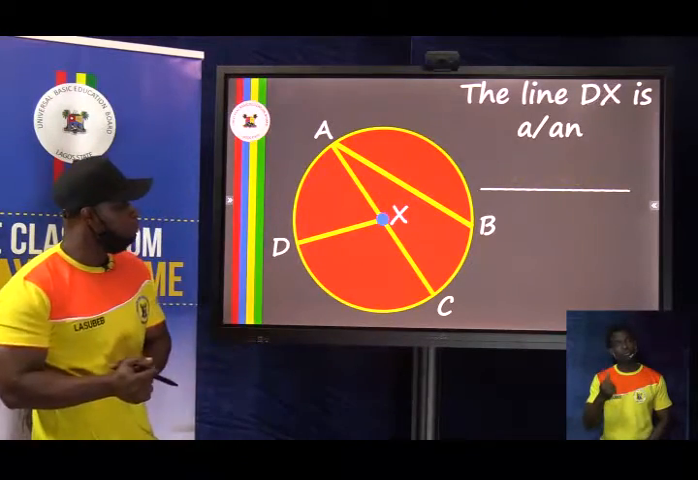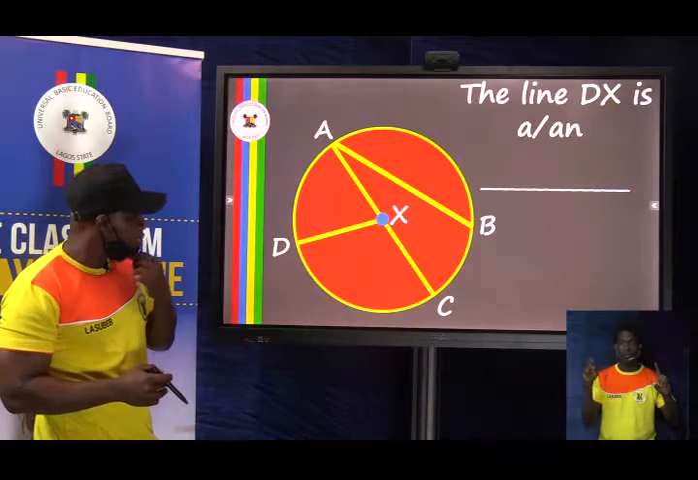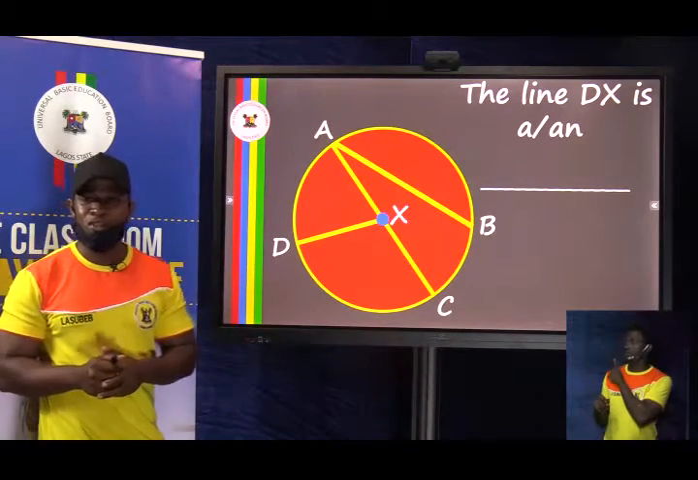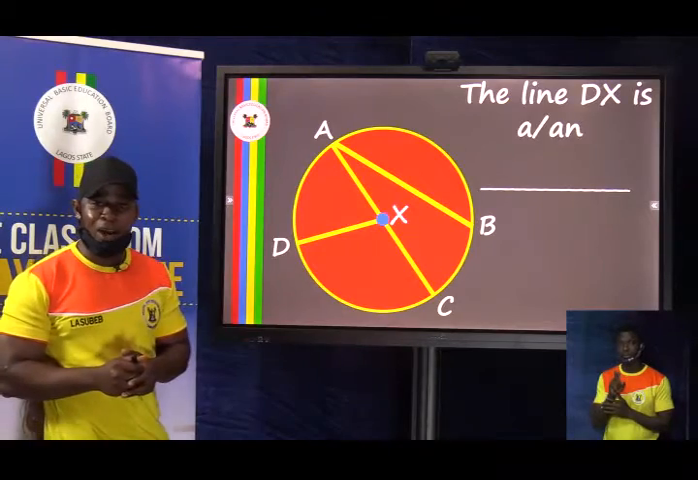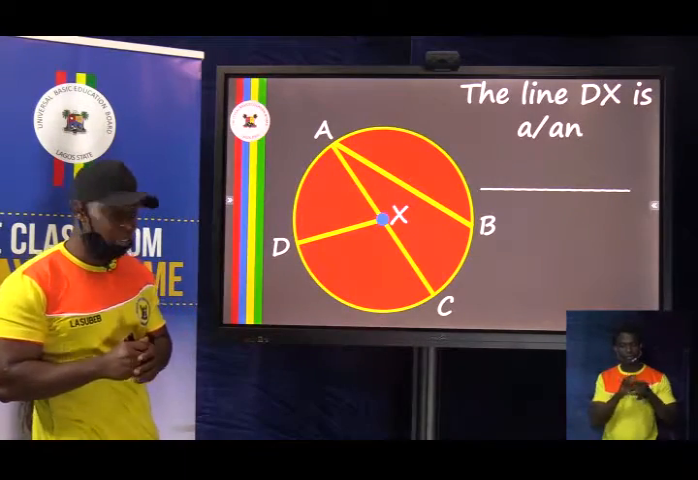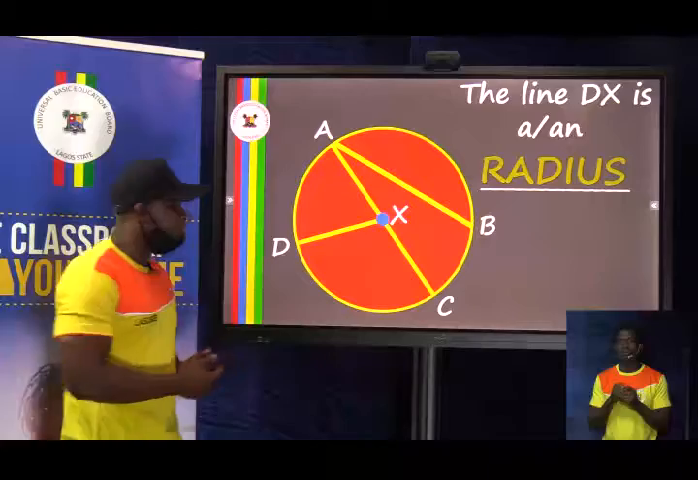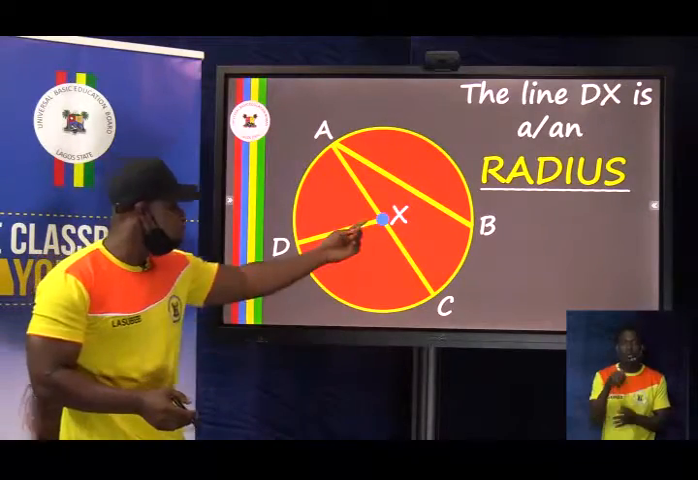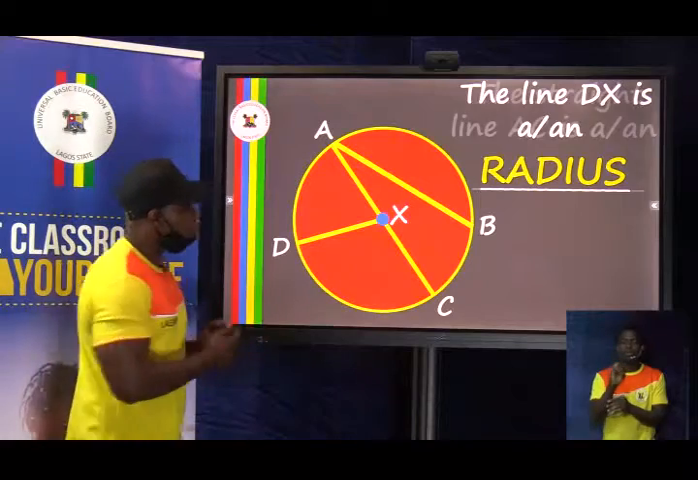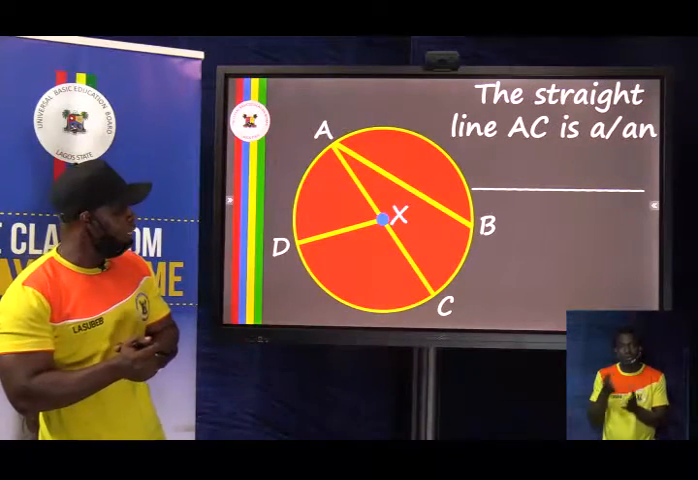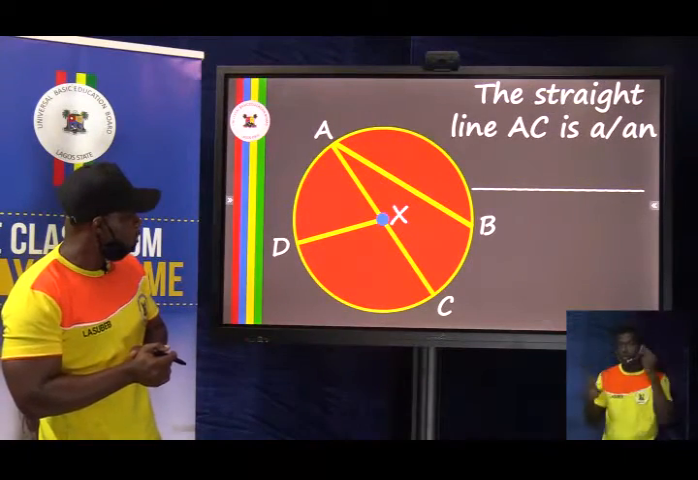Let's see another one. The line DX. The line DX is what? Look for the line that connects D and X together. That should be easy for you, my friend. It is called the radius because it comes from the center and touches the circumference. That's the radius.